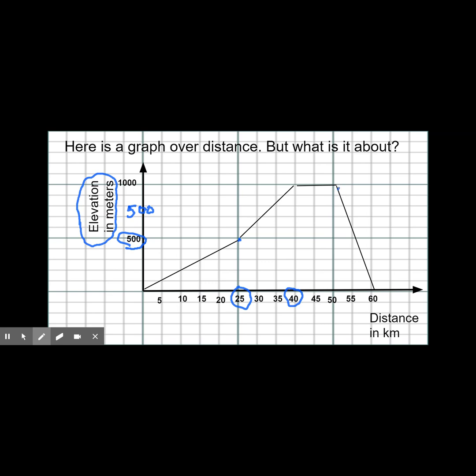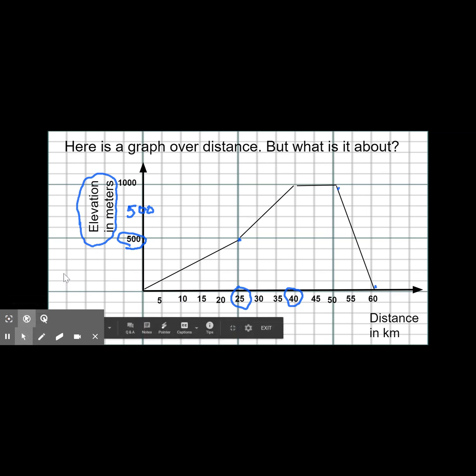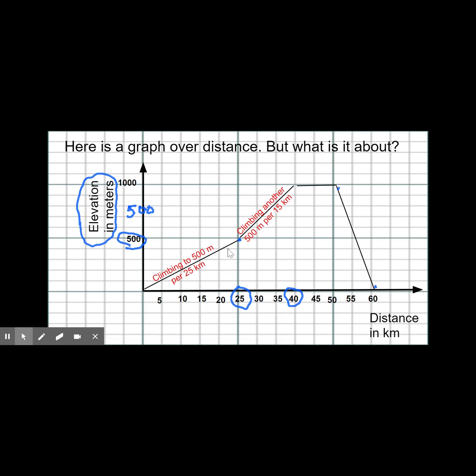And then there's a very steep downhill going for 10 kilometers and losing 1,000 meters. So, what is going on here? First section, we're climbing 500 meters per 25 kilometers in horizontal distance. Then, steeper slope, steeper hill, climbing another 500 meters per 15 kilometers.